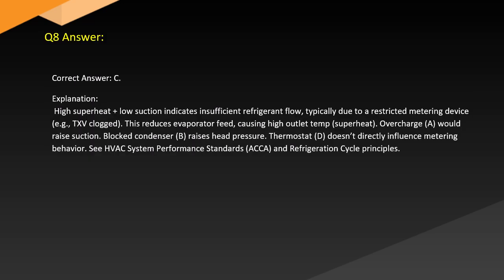Answer. Correct answer: C. Explanation. High superheat plus low suction indicates insufficient refrigerant flow, typically due to a restricted metering device, such as a clogged TXV. This reduces evaporator feed, causing high outlet temperature, or superheat. Overcharge, A, would raise suction. Blocked condenser, B, raises head pressure. Thermostat, D, doesn't directly influence metering behavior. C aligns with HVAC system performance standards and refrigeration cycle principles.